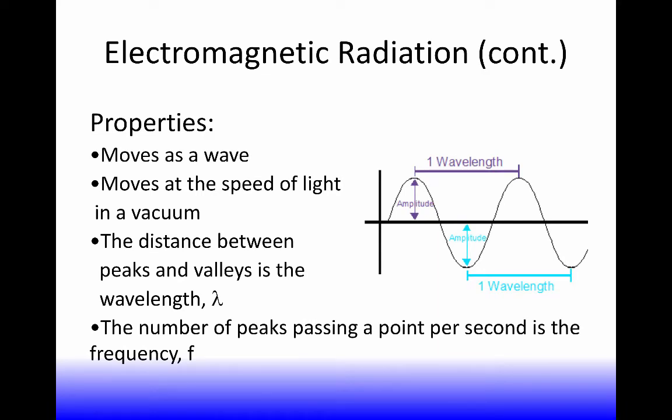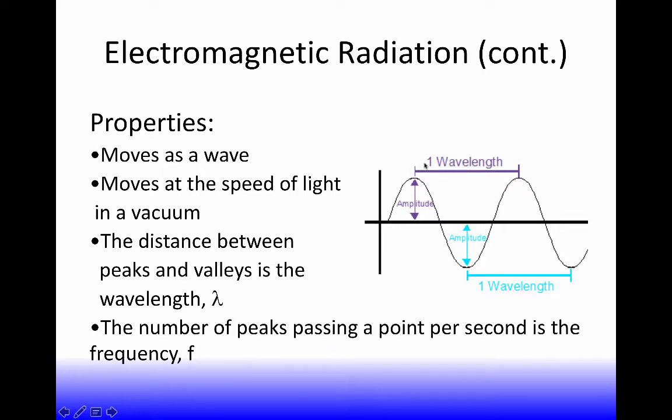Now I wanted to go back over the properties very quickly before we start getting into some of the math. So again, light or electromagnetic radiation move as a wave. They move at the speed of light. Now the speed of light, if you remember, was 3.00 times 10 to the 8th meters per second. That's really fast. Now that's in a vacuum. Light actually moves slower through air or water or anything else. But in a vacuum, it moves at that speed.